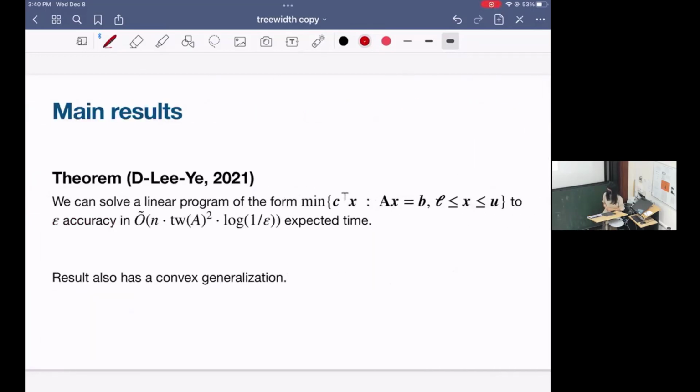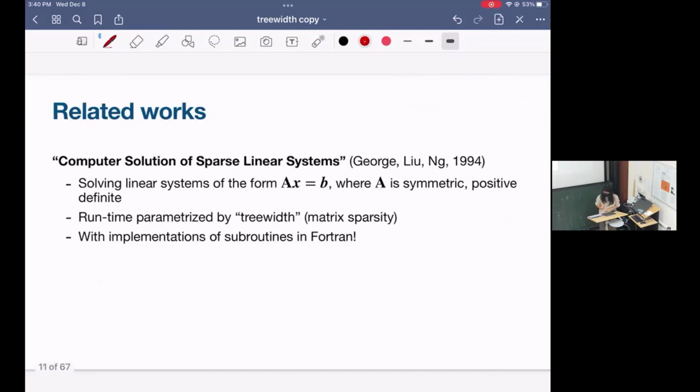And we also have a convex generalization of this, and it basically generalizes to the x being in some convex set, and we have to restrict all these to be of constant dimension. So we break up x into subvectors of constant dimension, and each subvector is contained in some convex set.